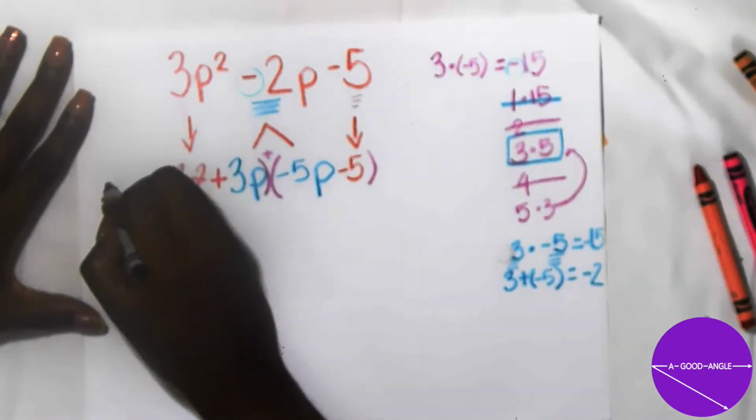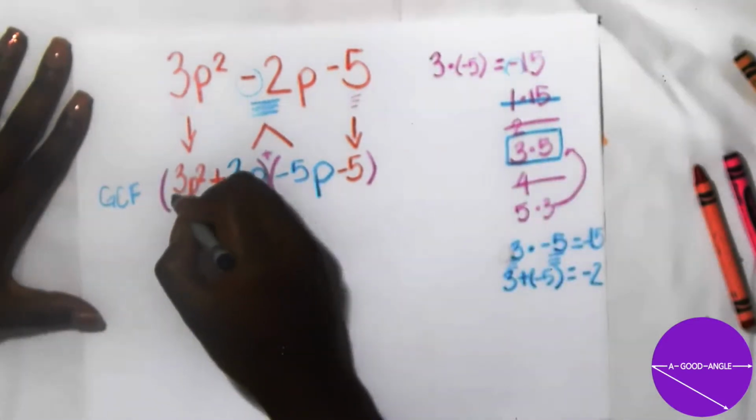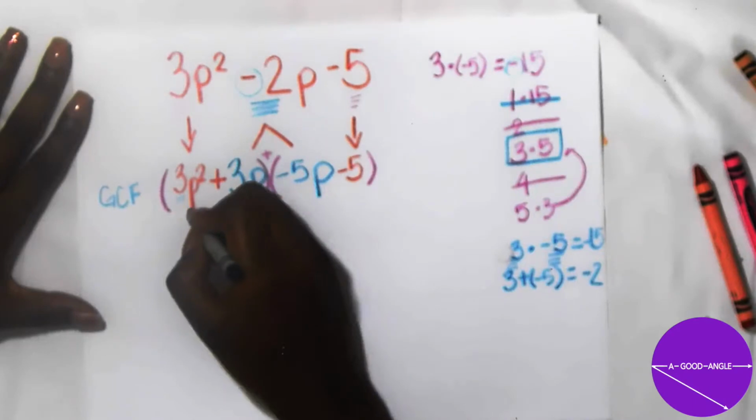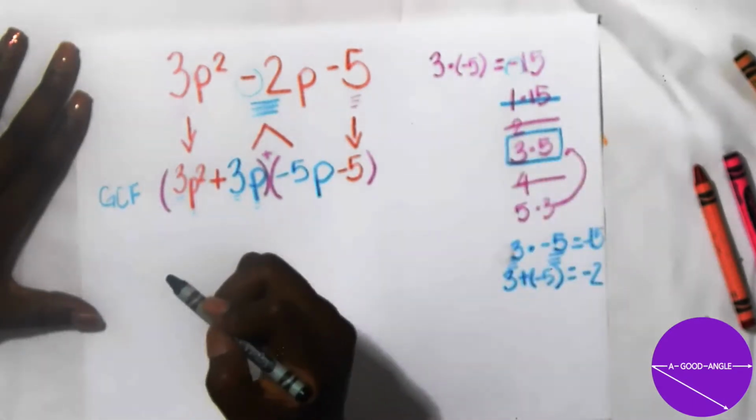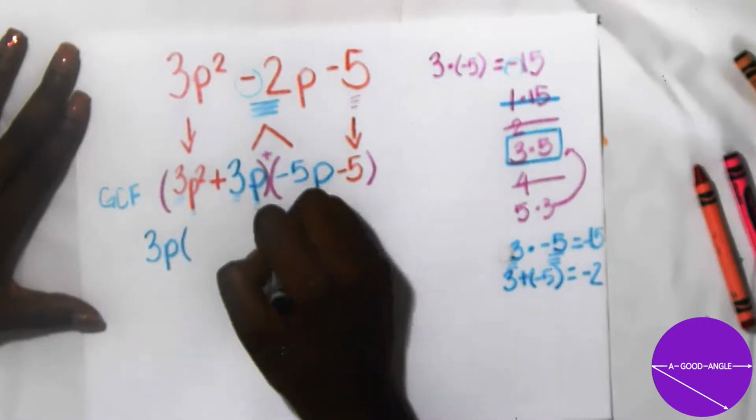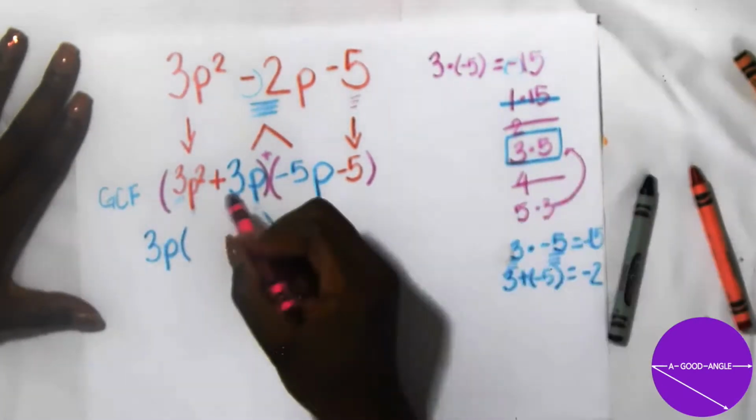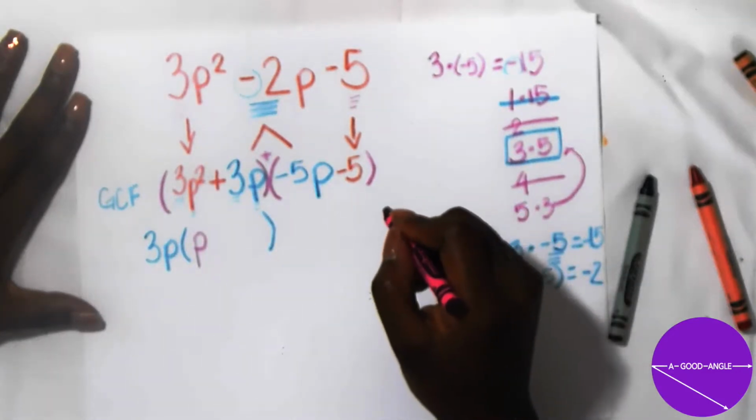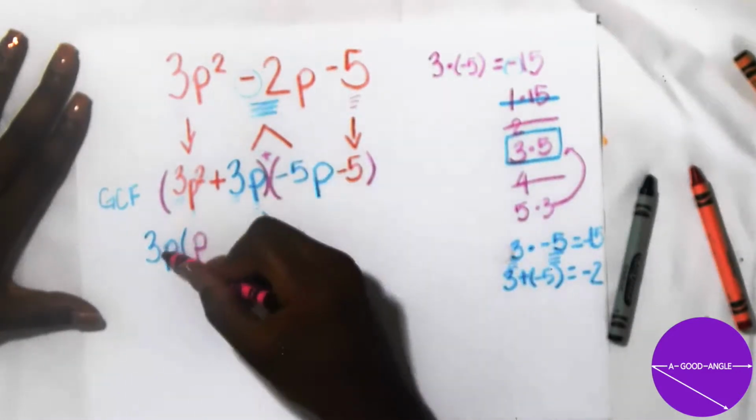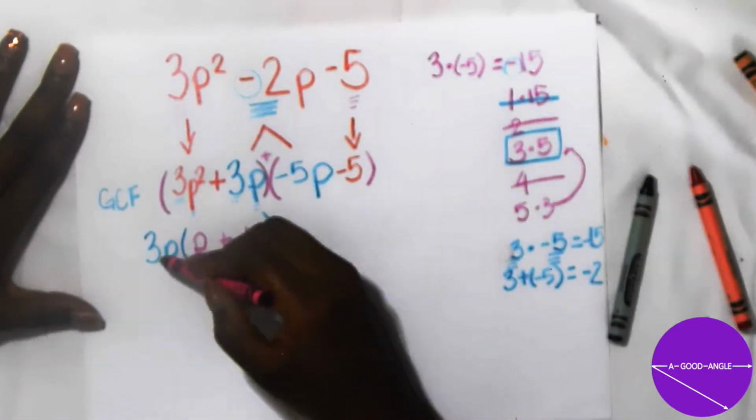So then we're just going to find our GCF of the first part. When we look, we find 3 and 3, so that's a greatest common factor. And then if we look at the p squared and the p, I find that p is my greatest common factor. So I'm going to bring the 3p on the outside, and what's left is just 1p. And then just 1 on the other side of that.